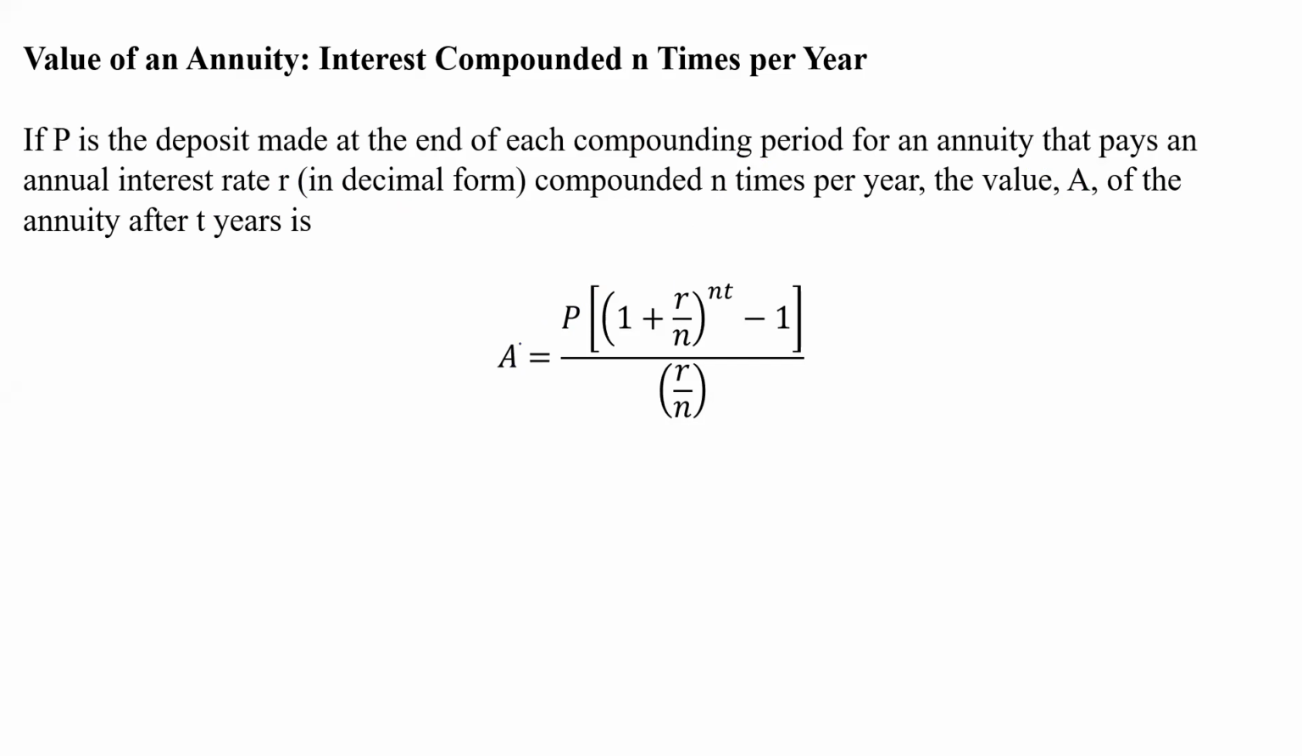So again, future value A. P is how much we deposit at the end of each compounding period. R is the rate in decimal form. N is the number of times we're compounding per year, so it goes in those three places, and T is going to be the number of years. And then we have to plug that whole thing into our calculator all in one time.